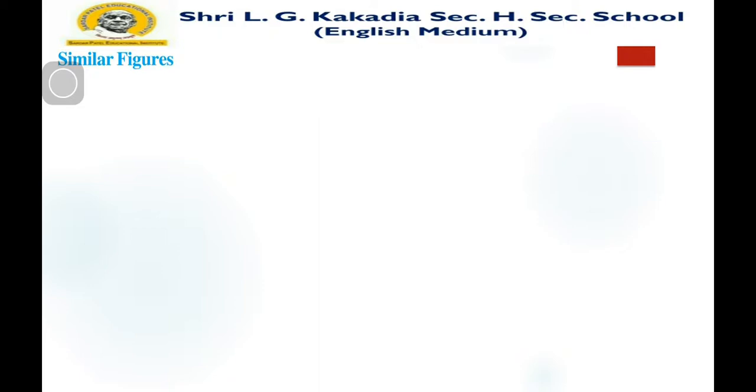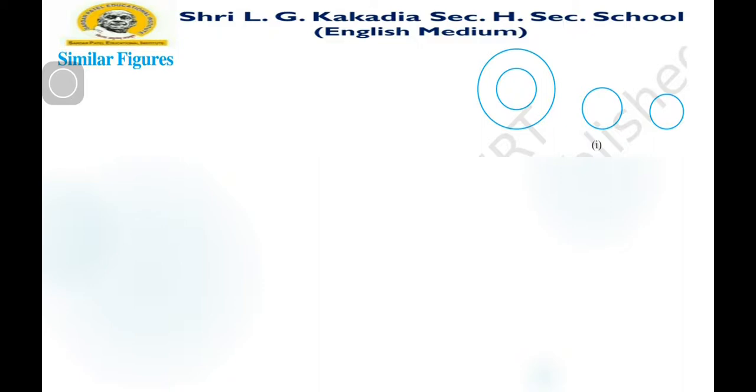Now let us consider circles. Here we can see that a circle is similar to another circle. We know that circles are circles, so we can say that both circles are similar. Not just one or two, but all the circles are similar to each other.